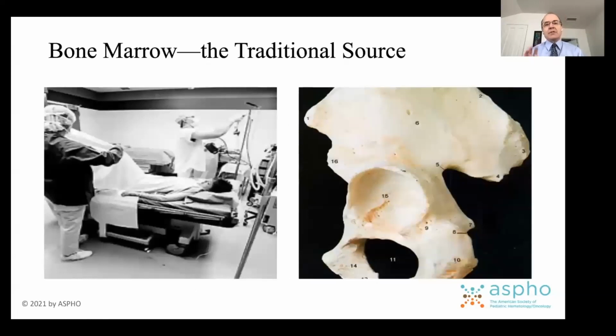Now, bone marrow has been the standard for many years and still is the most common stem cell source used in pediatric transplantation. It's very straightforward. It occurs in the operating room. We take blood via a needle from the posterior iliac crest, a single skin poke, but multiple pokes into the bone in order to remove bone marrow.